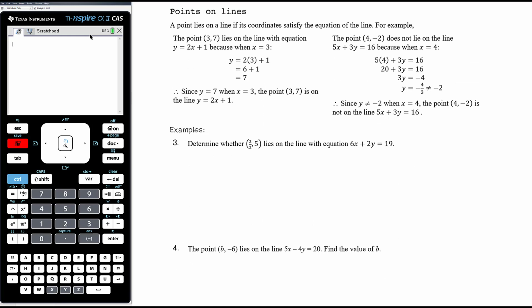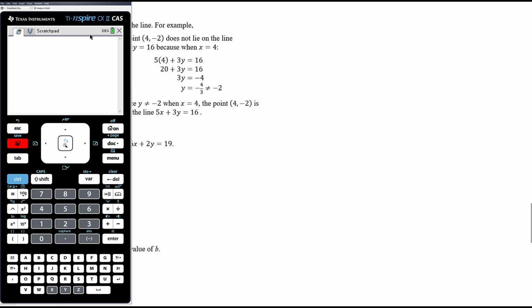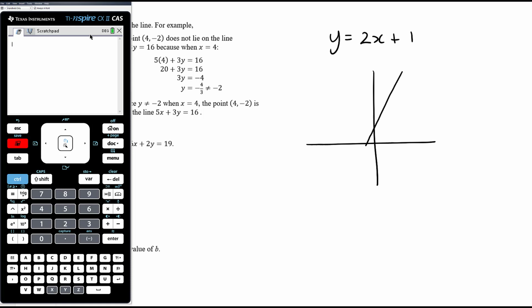The next thing I want to talk about is points on lines. A point lies on a line if its coordinates satisfy the equation of that line. So it's really important to understand what an equation of a line is doing. For example, if we have the line y equals 2x plus 1, that's a line with a gradient of 2 and a y-intercept of 1. We could calculate the x-intercept is at negative a half. Okay, so the line looks something like that.